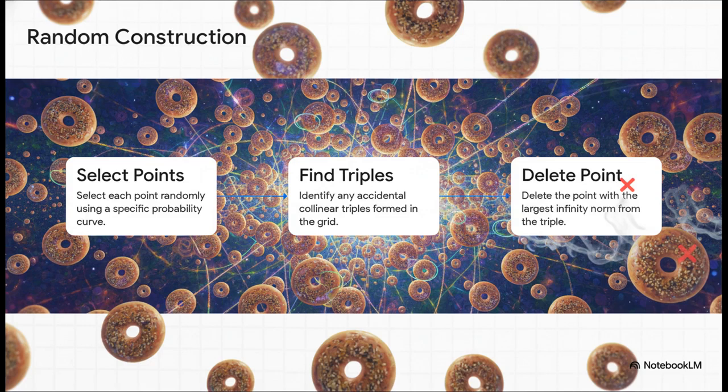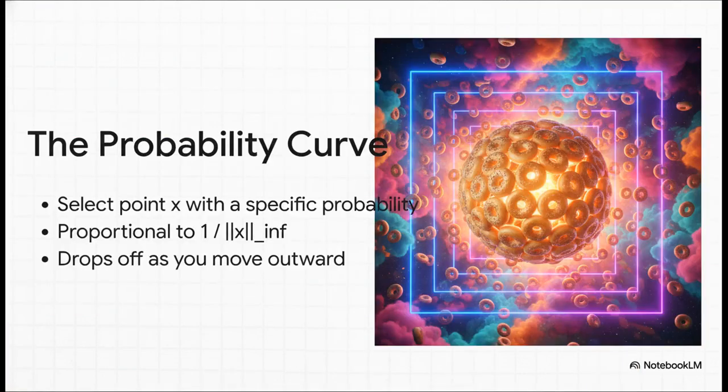Let's look a little closer at that probability curve from Step 1 because that's where the magic happens. This formula right here, this is the secret sauce of the entire paper. This curve determines if a bagel randomly lands, and actually stays, on a specific grid coordinate. Let's call that coordinate x. The probability is essentially a small constant, c, divided by the infinity norm of x, multiplied by the square root of the log of the infinity norm of x. Now actually, scratch the fancy jargon for a second.